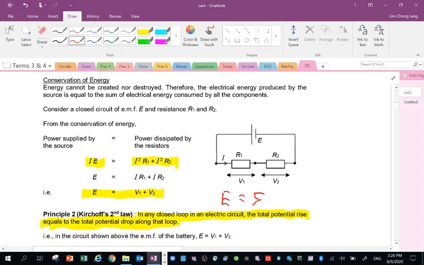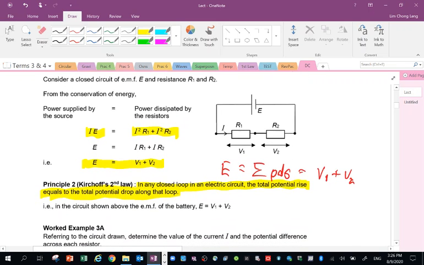Okay, you sum the PDs. So the sum of PDs in this case is V1 plus V2. The EMF on the left hand side is actually the supply. V1 and V2 are actually the usage. Okay, the supply and usage. So just have this idea.